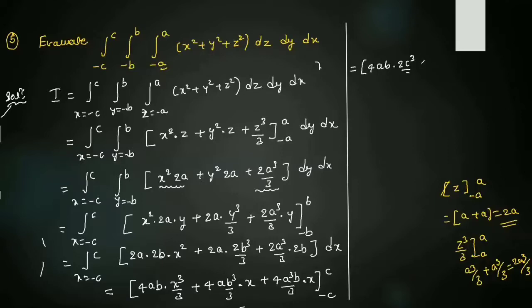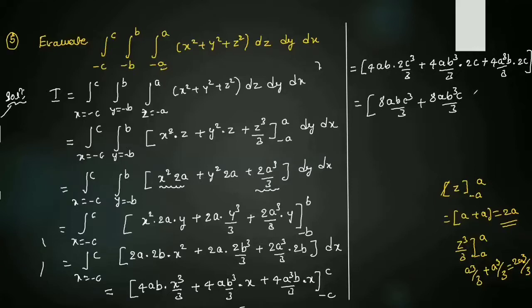2c cube by 3 plus we already have 4ab cube by 3, into in place of x, c and minus c, you will get 2c, plus we have 4a cube b by 3, in place of x it is 2c. What is the answer we got? 8abc cube by 3 plus 8ab cube c by 3 plus 8a cube bc by 3. You can write this as the answer.